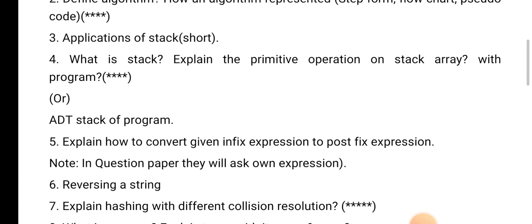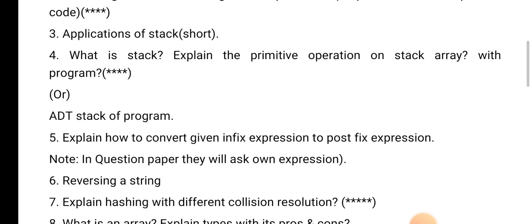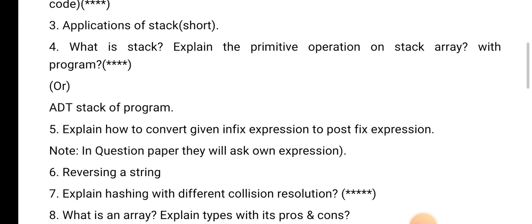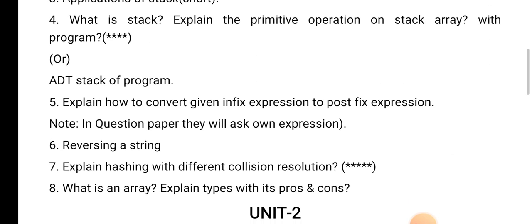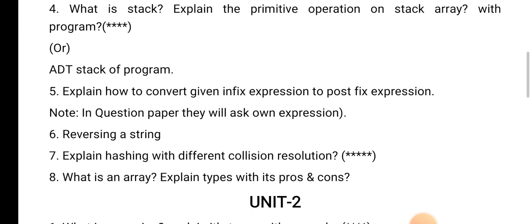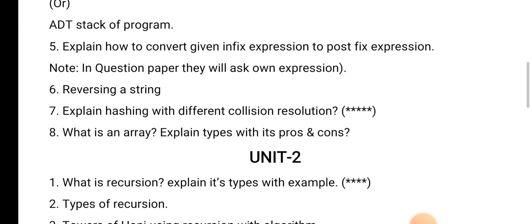And reverse string. And explain hashing with the different collision resolution. This is one of the very important ones. What is an array? Explain its types and its pros and cons. So these are very important questions from Unit 1.